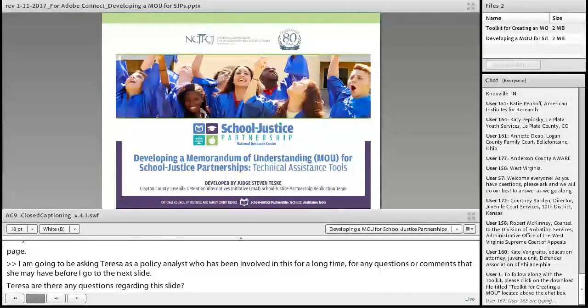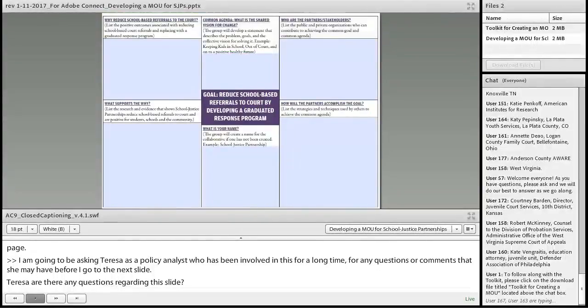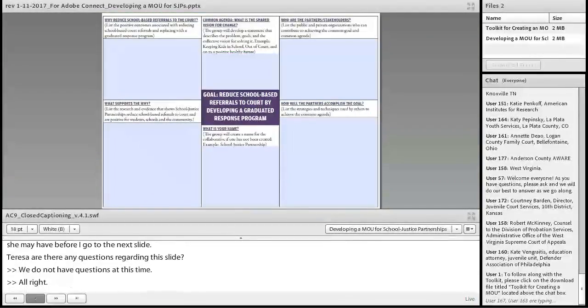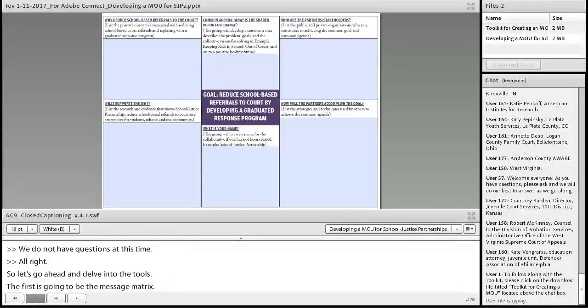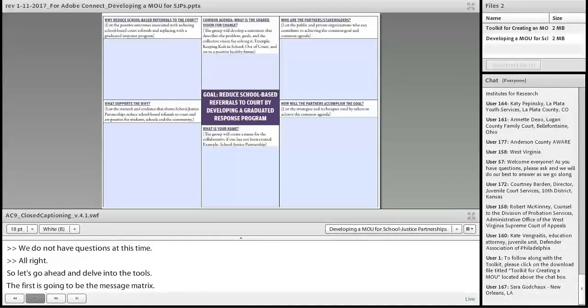All right. So the first one's going to be the message matrix. So here you have a box. It's a very simple instrument. It breaks down the why, the who, the what, and the how. But notice in the middle is your goal, to reduce school-based referrals to CORE by developing a graduated response program. Now, you may alter that any way that you would like.